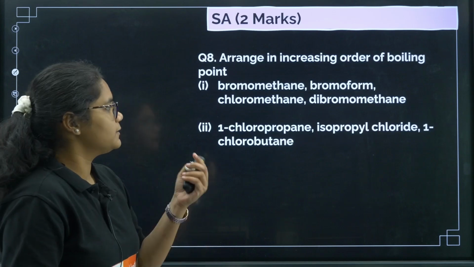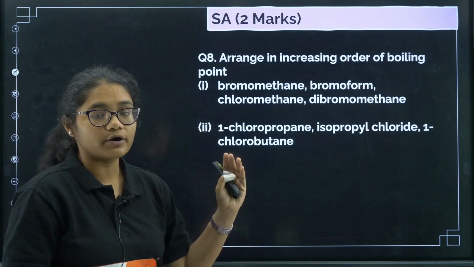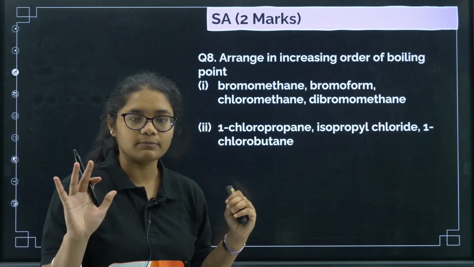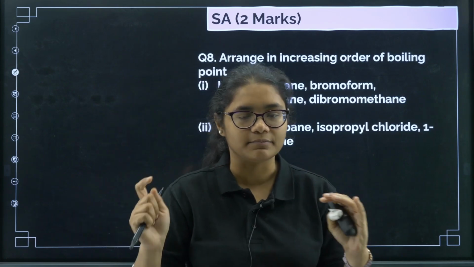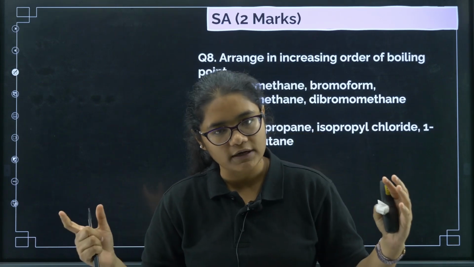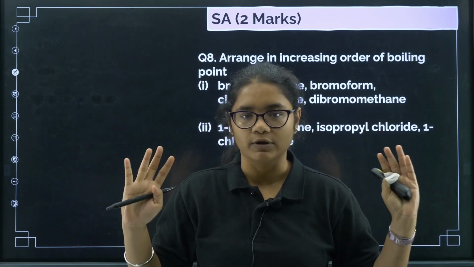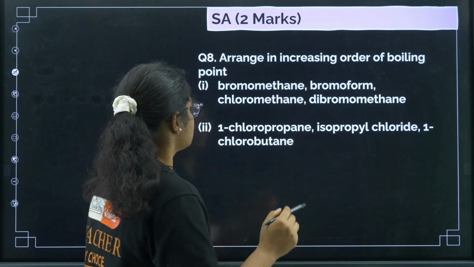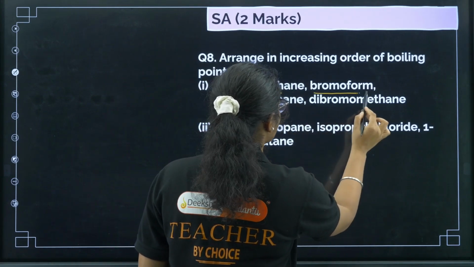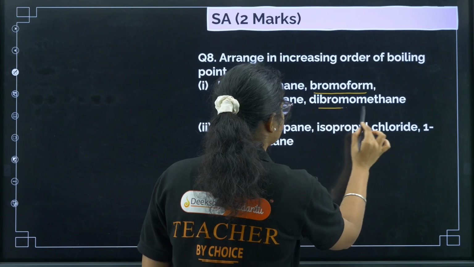So again in the physical properties, arrange in the increasing order of boiling point. So you know boiling point depends on 2 things, mass and branching. More mass, more boiling point; more branching, less boiling point. I hope this is clear to all. So now if you see bromomethane, bromoform, chloromethane, dibromomethane.